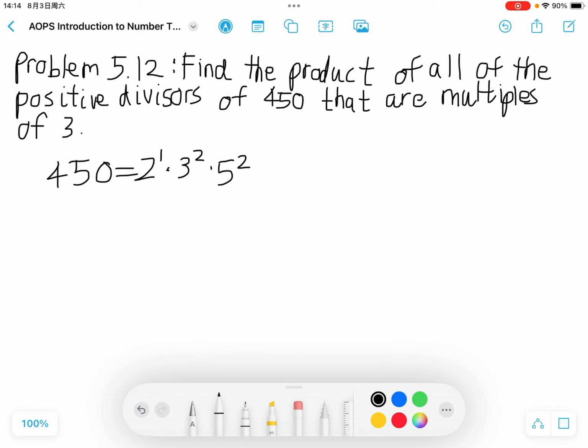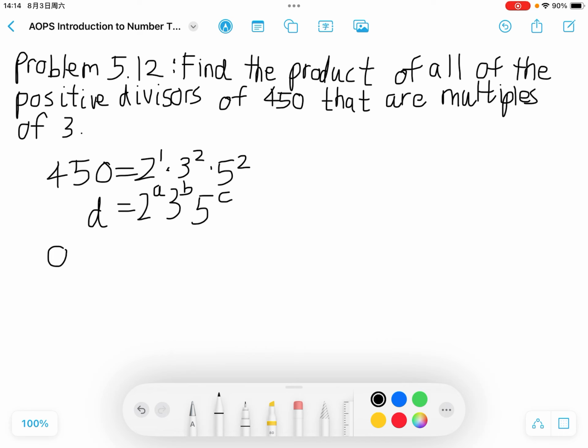And so let's just call our divisor D. So D is a divisor of 450, and we want it to be a multiple of 3. Okay, so for D to be a multiple of 3, it has to at least have one factor of 3 in it. So we can have 2 to the power of A times 3 to the power of B times 5 to the power of C. And we have some conditions here.